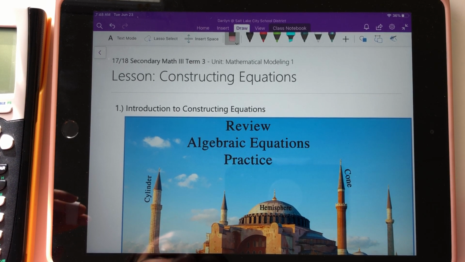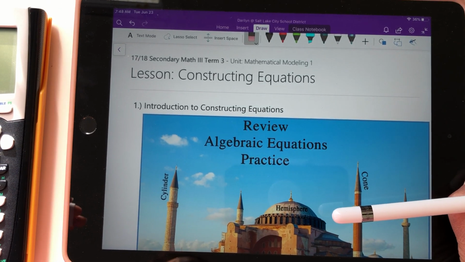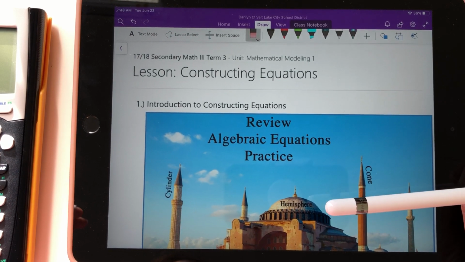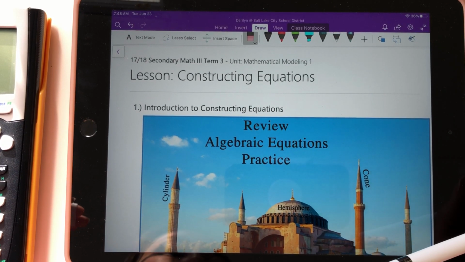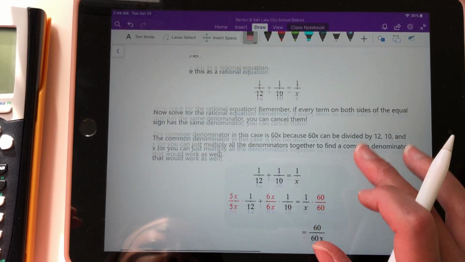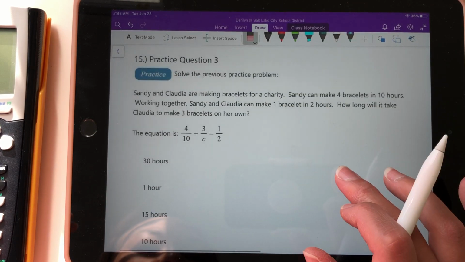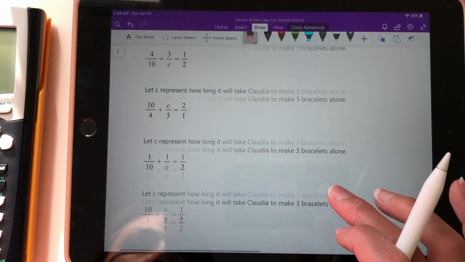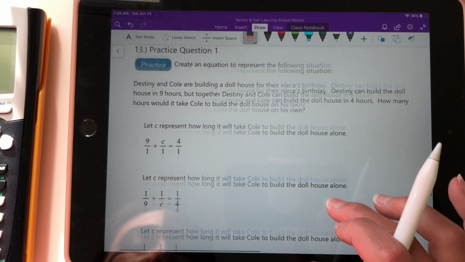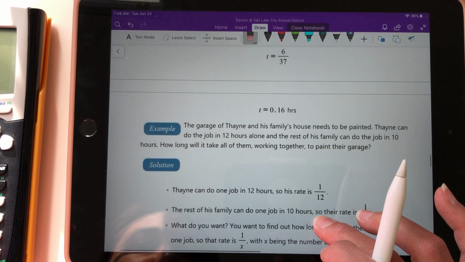Today we are working on the first assignment in term 3. In this assignment, we are going to be writing our own rational equation problem. And in order to do that, we're going to use the example of Thane and his family. If you scroll down to the very bottom of this big long lesson that reviews rationals for you, you will see the example of Thane and his family right here.